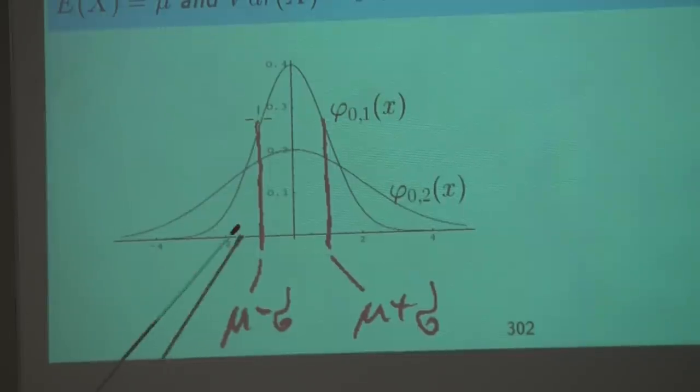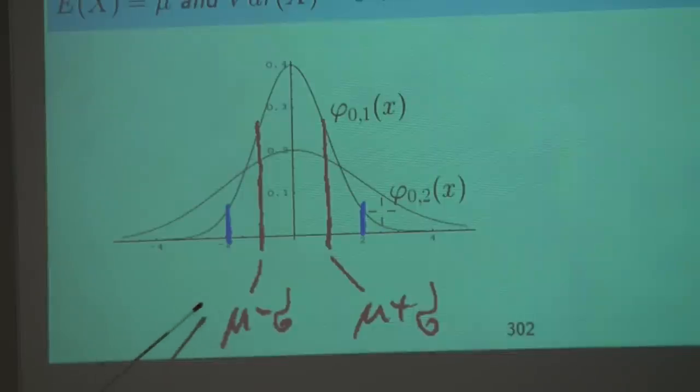And if you take the integral, the area here, between, so in the interval of width 2 sigma, then this will be around 0.65. And if you take minus 2 sigma and plus 2 sigma, so which is this, then we have around 0.95 of the whole integral. So that means the probability that some normally distributed random variable is being observed in an interval mu minus 2 sigma to mu plus 2 sigma is around 95%.